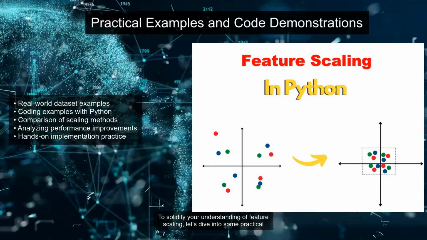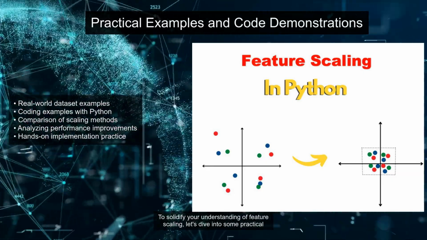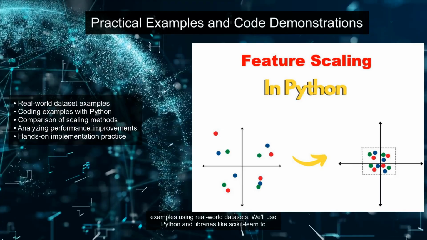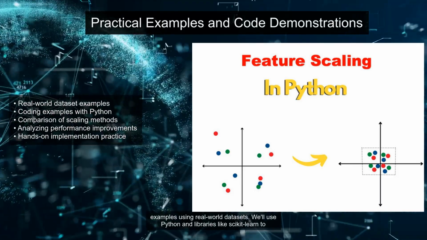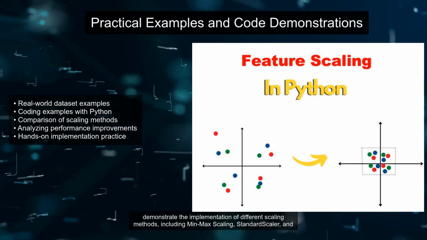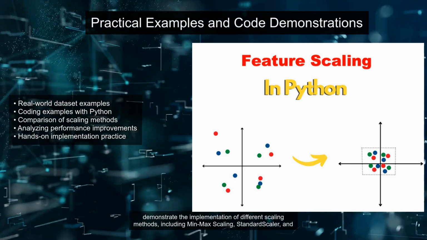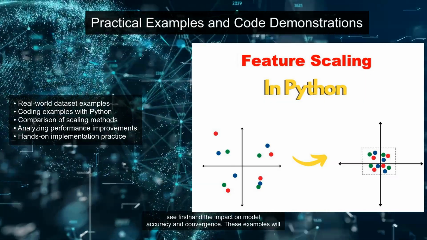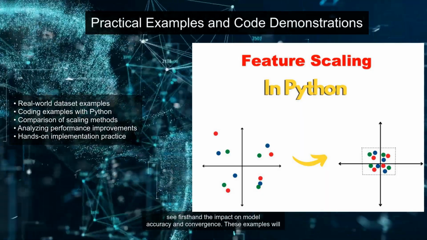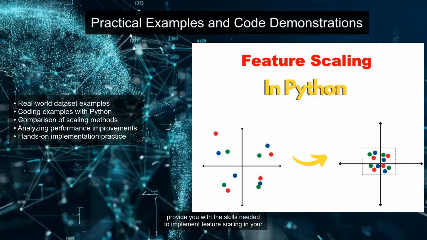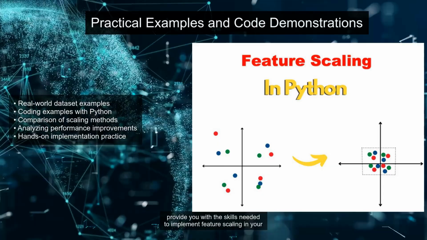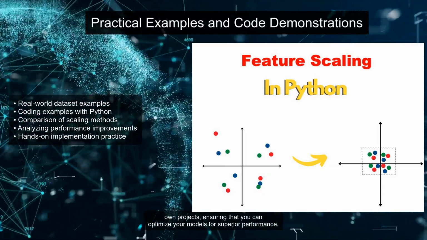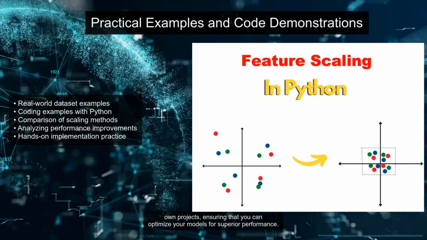To solidify your understanding of feature scaling, let's dive into some practical examples using real-world datasets. We'll use Python and libraries like scikit-learn to demonstrate the implementation of different scaling methods, including min-max scaling, StandardScaler, and RobustScaler. By analyzing the performance of models before and after scaling, you'll see firsthand the impact on model accuracy and convergence. These examples will provide you with the skills needed to implement feature scaling in your own projects, ensuring that you can optimize your models for superior performance.